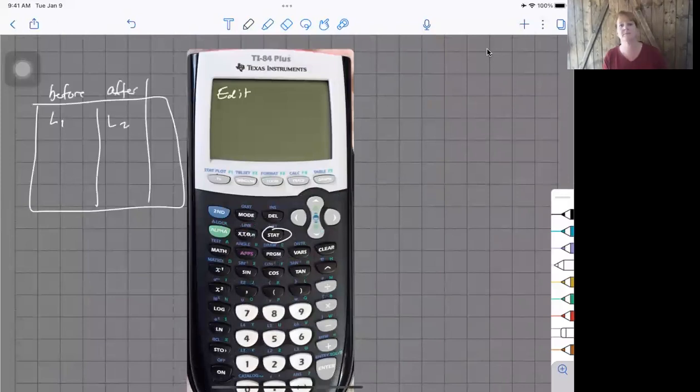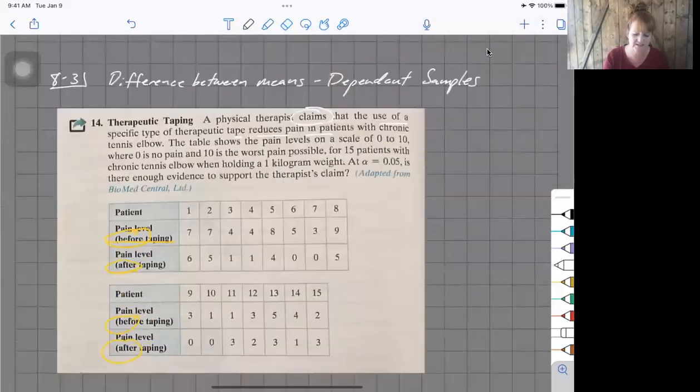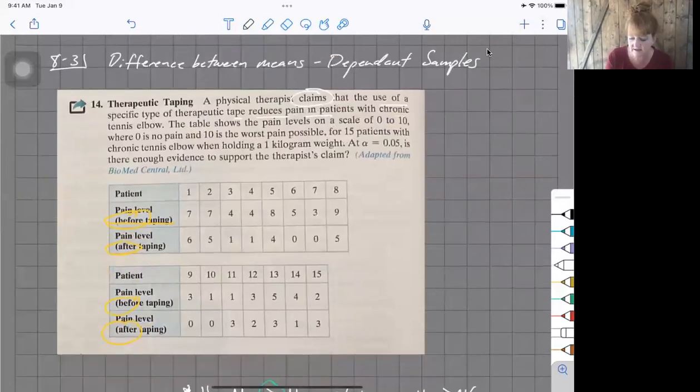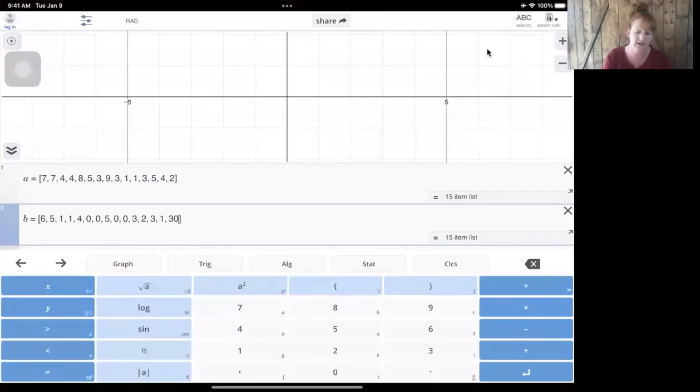Now, can you switch them up? Absolutely. But then that switches up the direction of your claim. So however you decide this, you just have to stay consistent. I have decided that my before is going to be my first, my mean one. Okay. And the after is going to be 2. So that means I'm listing before in L1, after in L2. For my class calc people, you're going to come over here, and I've already entered this for you, but you're going to see right here, I'm naming the first list A and the second list B.